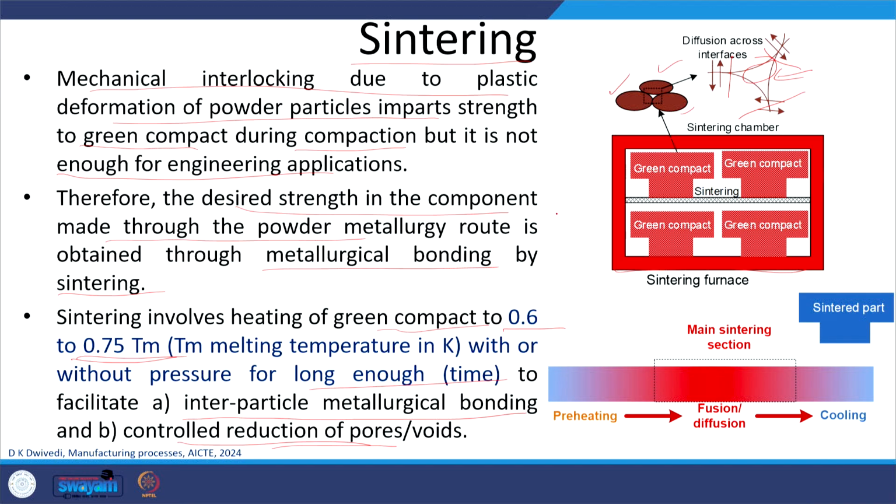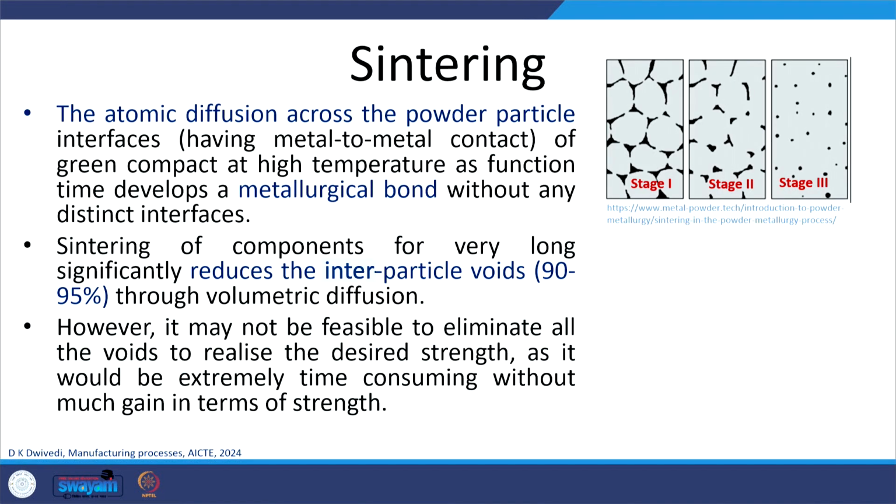Like say the components are placed, then they are initially preheated, so that all impurities and moisture, if there is anything, will be eliminated. Then the main sintering will happen to facilitate the diffusion across the interface of the powder particles. Thereafter cooling will happen. So, during this sintering process in this chamber, the diffusion across the interface will facilitate the development of the metallurgical bond with the reduction in porosity.